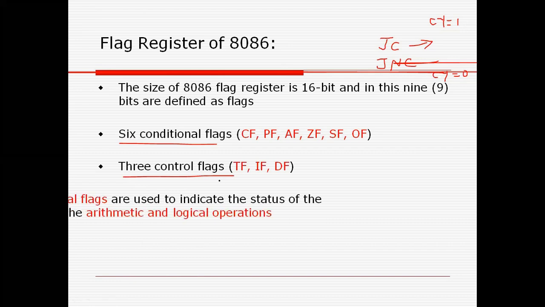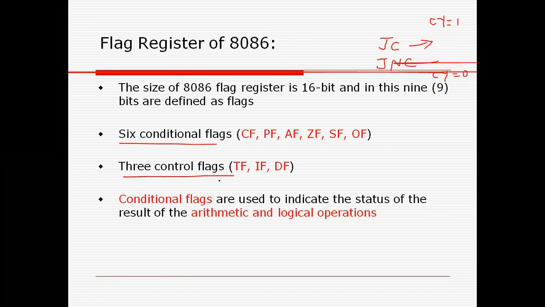So what is the purpose of the conditional flags? The conditional flags reflect the result of arithmetic and logical operations. They simply test the condition of the result after performing any arithmetic and logical operation. So what are the 6 conditional flags?